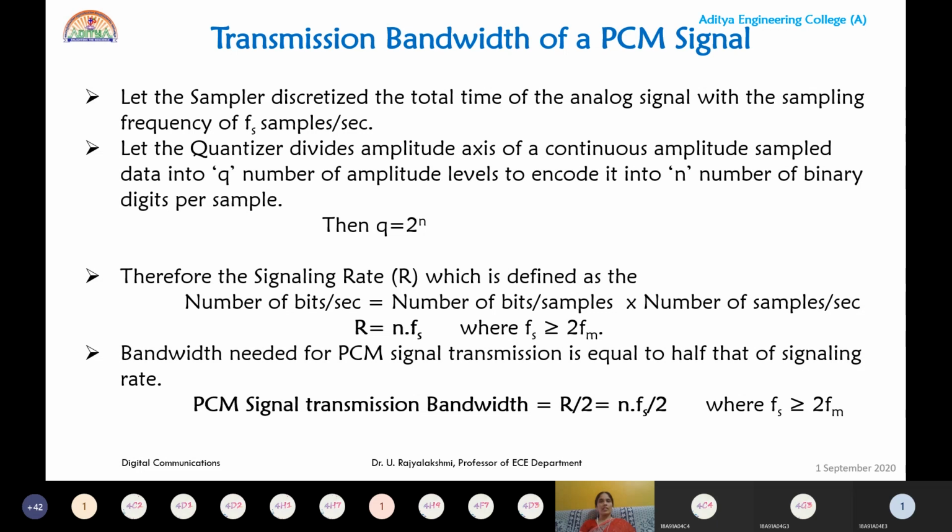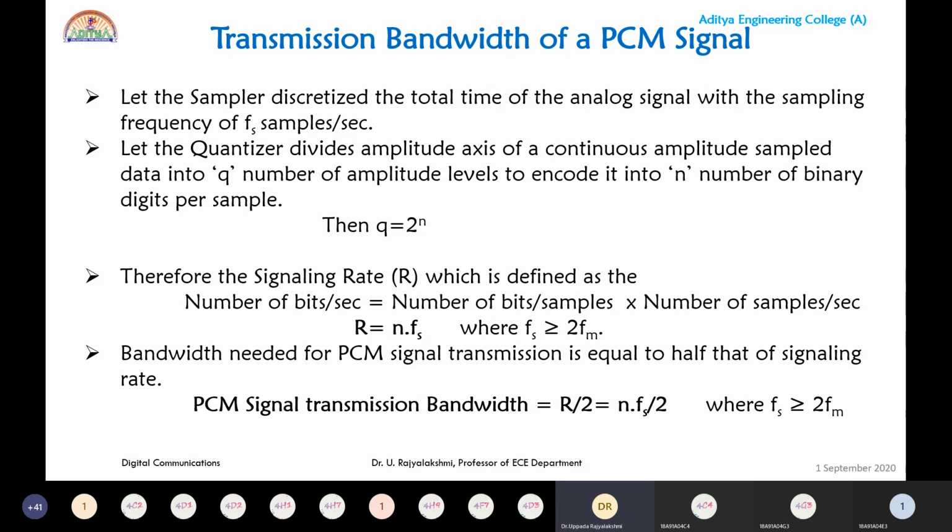So always remember, what is n? n is the number of bits per sample or per frame. Per sample or per frame, how many bits are there? n bits are there. How many amplitude levels are there for the quantizer? Q, which is equal to 2 power n, as you can observe from the second point.